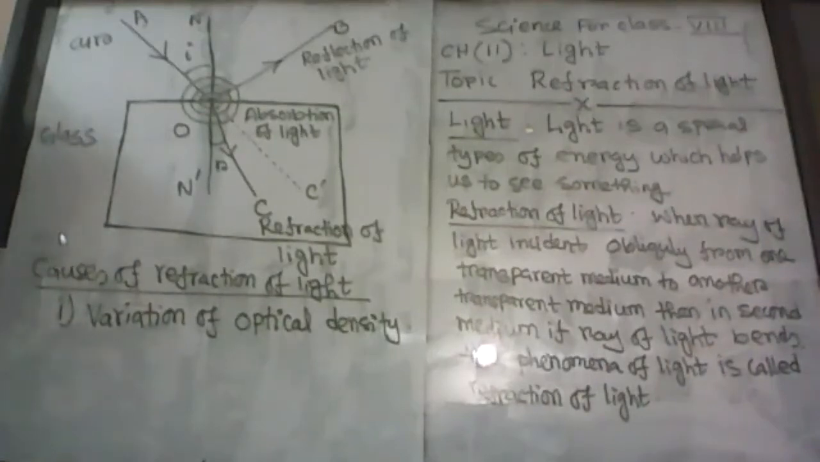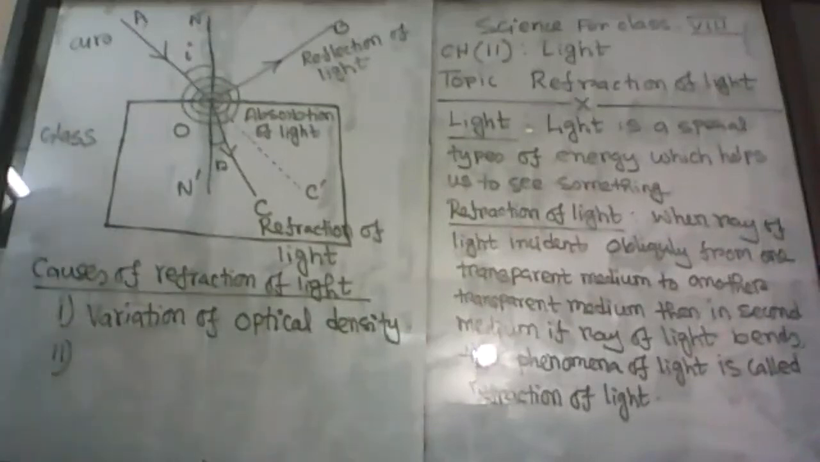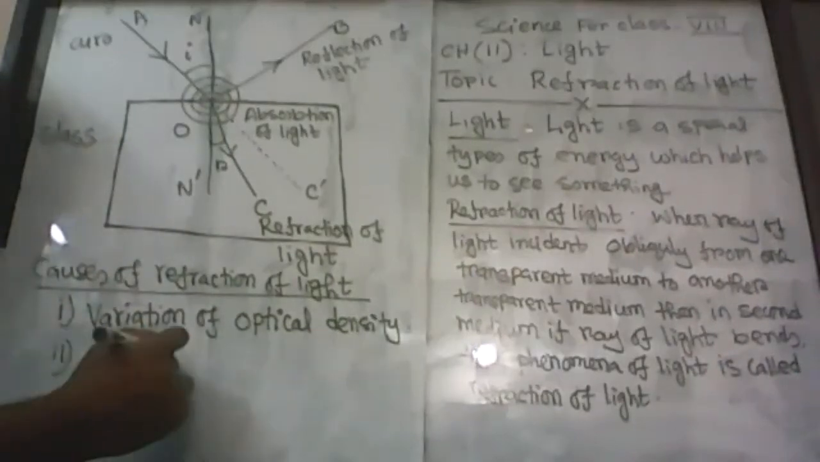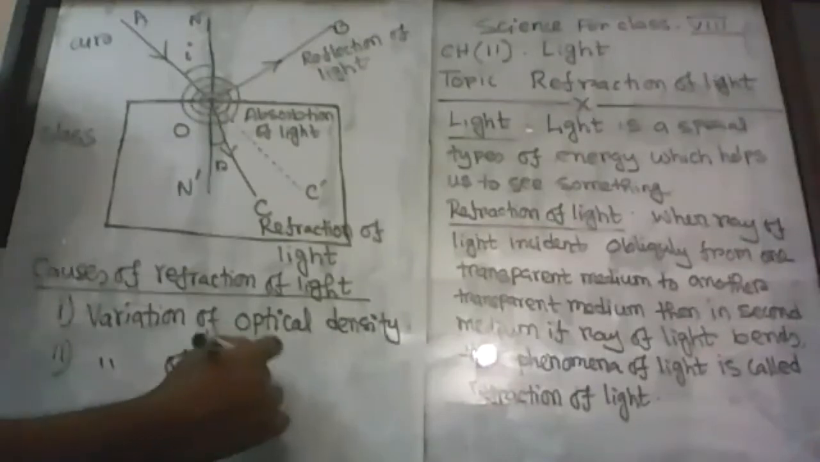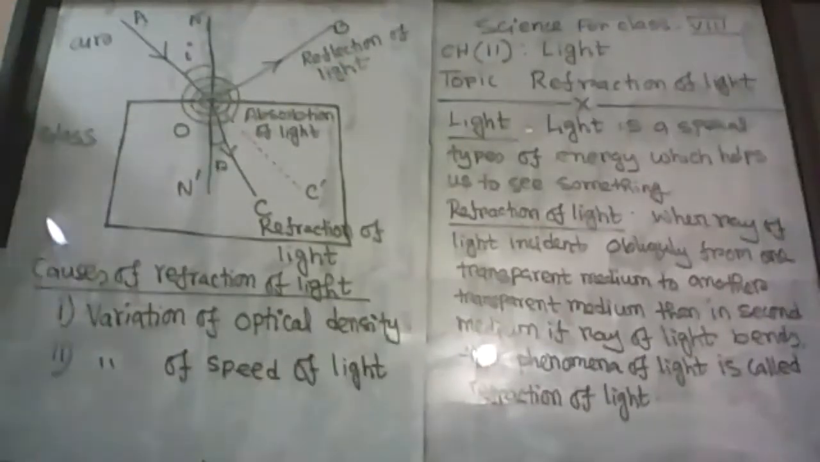Okay. Now, the second cause for the bending of a ray of light is the variation of the speed of light. So because of these two causes, a ray of light bends while passing from one transparent medium to another transparent medium. Now, my next topic is the classification of refraction of light.